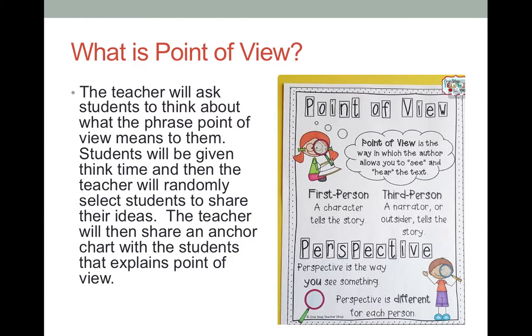After I had seen what they knew, I would then share an anchor chart with them that explains what the point of view is. So point of view is the way in which the author allows you to see and hear the text. It might be told from the first person or the third person. And then finally, the idea of perspective. The perspective is the way that you see something, and it's different for each person.